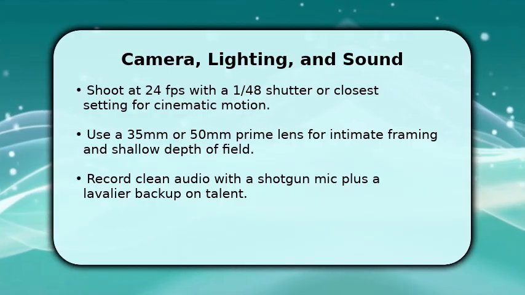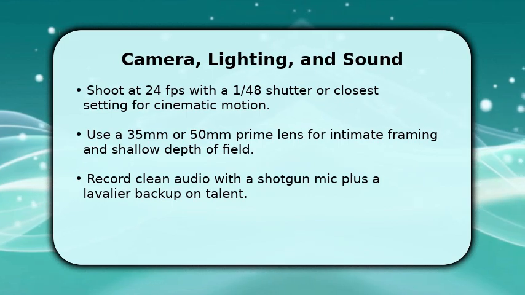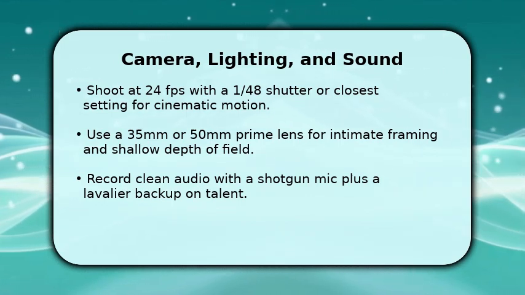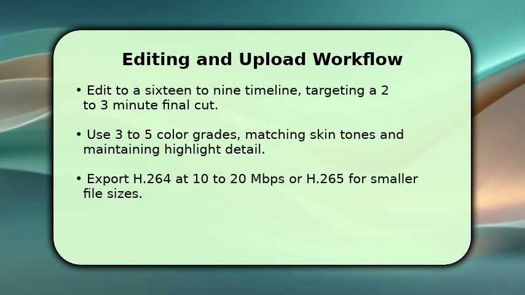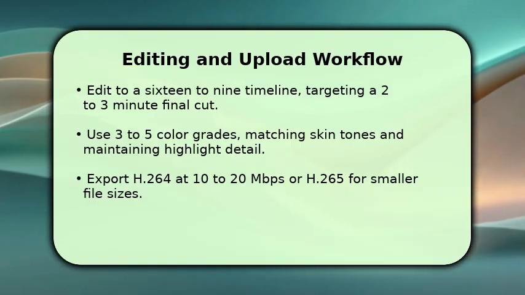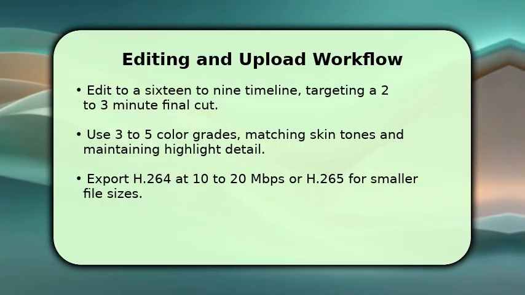Assemble footage on a 16:9 timeline and aim for a 2 to 3 minute final cut that preserves rhythm and pacing. Trim until every beat earns a cut. Perform 3 to 5 color grading passes, primary balance for skin, secondary for mood, and a final LUT or film curve while protecting highlight detail.